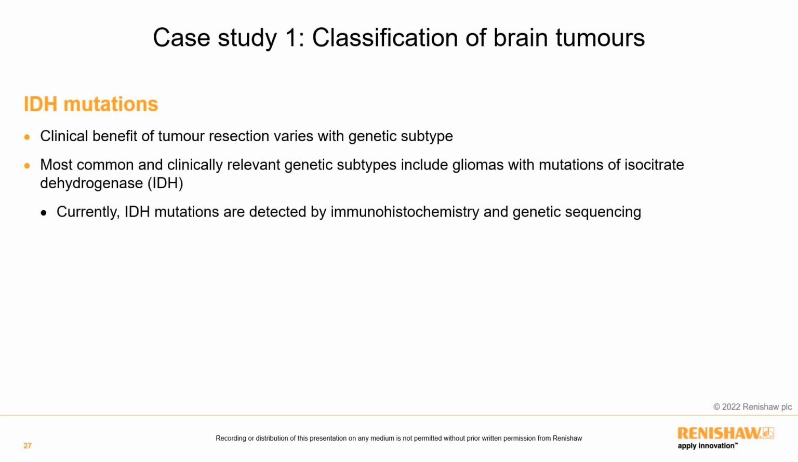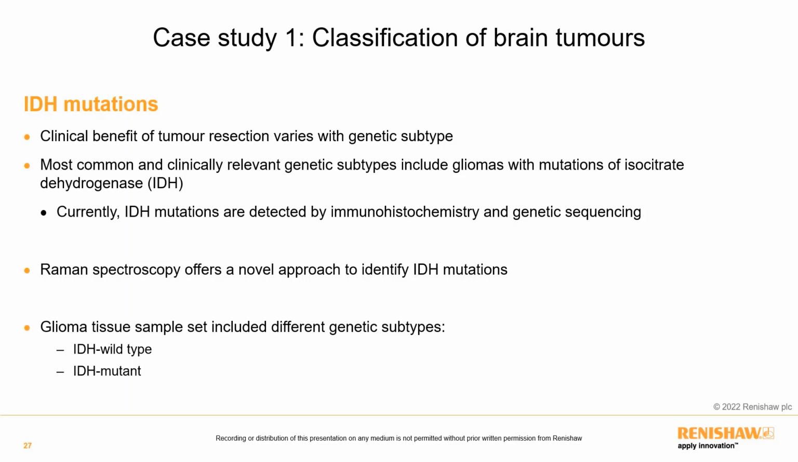Another consideration for neurosurgeons is the genetic subtype of the glioma. This can determine how well a patient might respond to surgical removal of tumour tissue and the likelihood of the cancer returning. The most common and most clinically relevant genetic subtypes of glioma involve mutations of the isocitrate dehydrogenase gene, or IDH. Mutation of IDH are currently detected by immunohistochemistry and genetic sequencing. However, Raman spectroscopy may offer an effective alternative to identifying the IDH mutations.